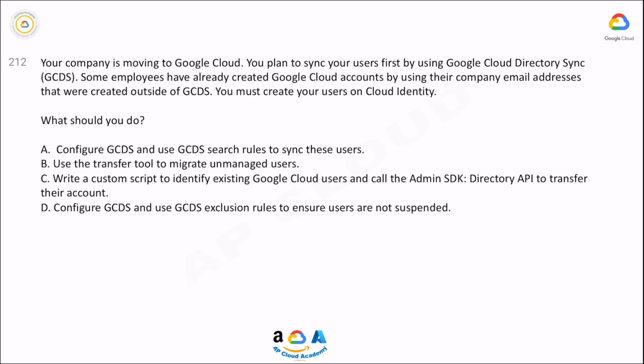A. Configure GCDS and use GCDS search rules to sync these users. B. Use the transfer tool to migrate unmanaged users. C. Write a custom script to identify existing Google Cloud users and call the Admin SDK Directory API to transfer their account. D. Configure GCDS and use GCDS exclusion rules to ensure users are not suspended.